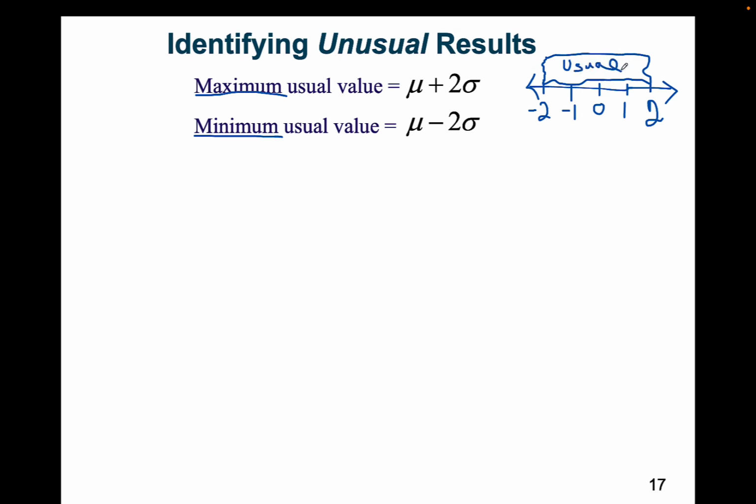So the maximum usual value would be 2 standard deviations above the mean, matching this formula. And the minimum usual value would be 2 standard deviations below the mean, matching this formula.